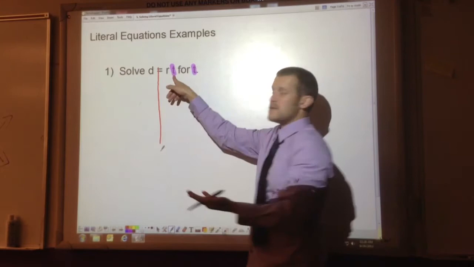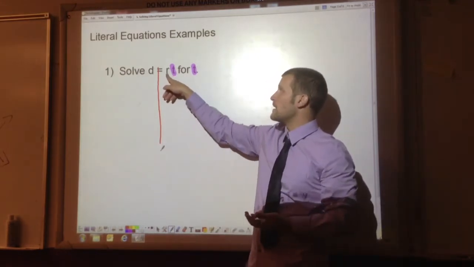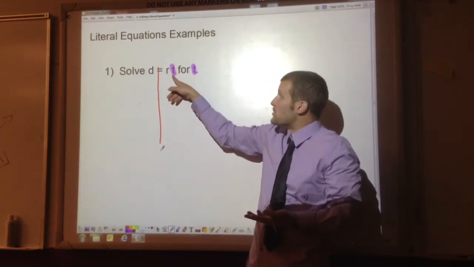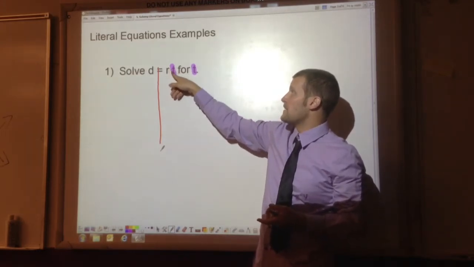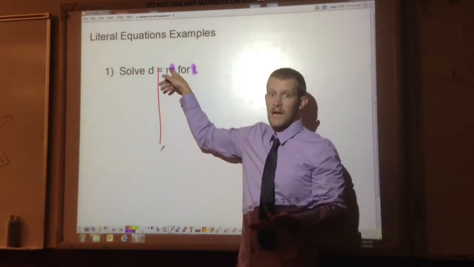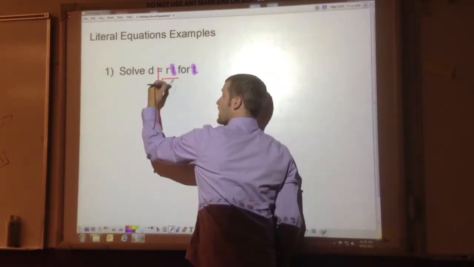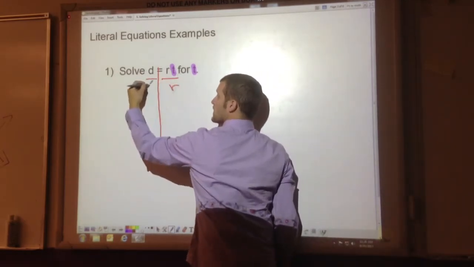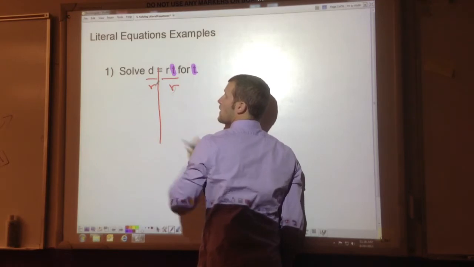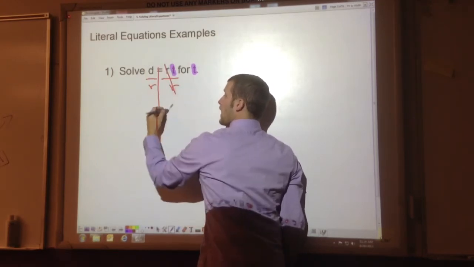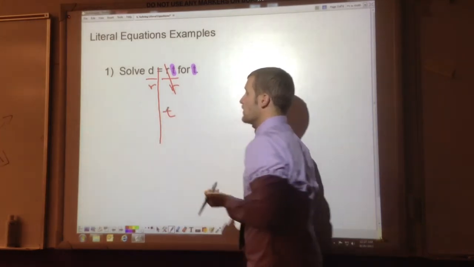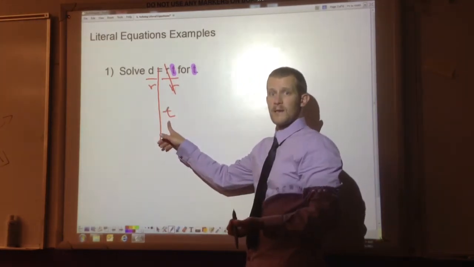Well, what do I have to do to get t all alone? I need to get rid of this r. What is r doing to t? There's no sign between, so we know this is r times t. So to get rid of times r, I just divide by r. Do the same thing on both sides. Times r and divide by r cancel out, and I get t all alone. That's excellent because it's exactly what I want.